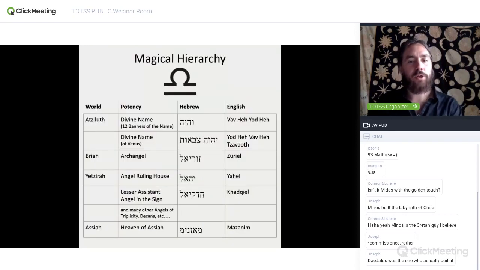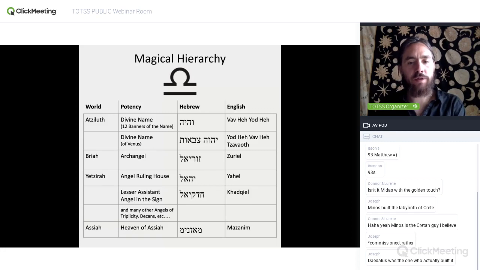All right, and then we'll look at the magical hierarchy of Libra. So for our Atziluthic name, because it's a zodiacal sign, we'll have one of the 12 banners of the name, one of the permutations of the Tetragrammaton. This is Vav He Yod He. And then the alternate divine name, a divine name of Venus: Yod-He, Vav-He, Tzabaoth, which you could also use as an alternative name.